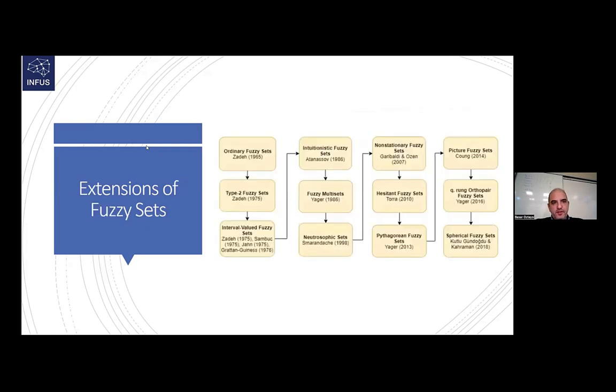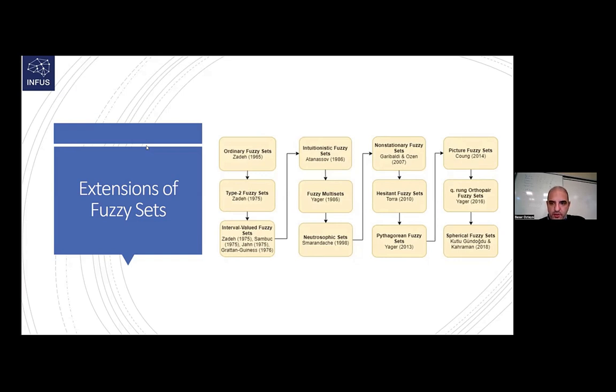So this was a comparison. Now I want to go on with extensions of fuzzy sets. Sezi and Professor Kahraman already mentioned these sets, but I can mention that all these sets have a different view about representing information. So in the decision-making process, we can use them to handle the vagueness in different ways. And there are even more fuzzy sets which we cannot include in this figure.